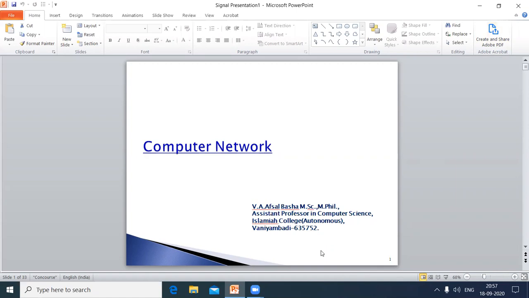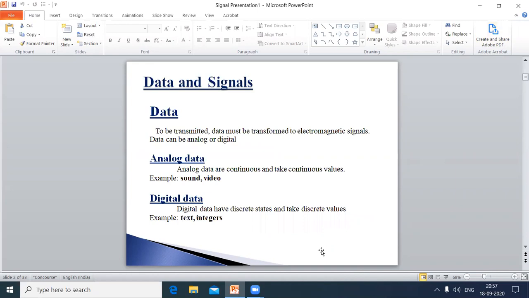Computer Network. Today we will learn about signals. Okay, now discuss data and signals. Data. Information can be in the form of data, voice, picture, or messages. To be transmitted, data must be transformed to electromagnetic signals.